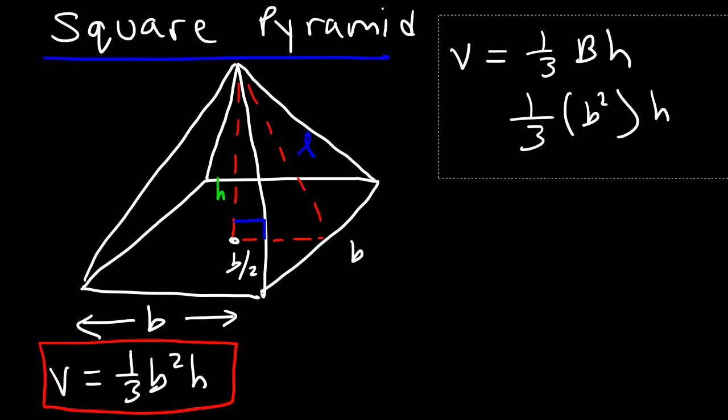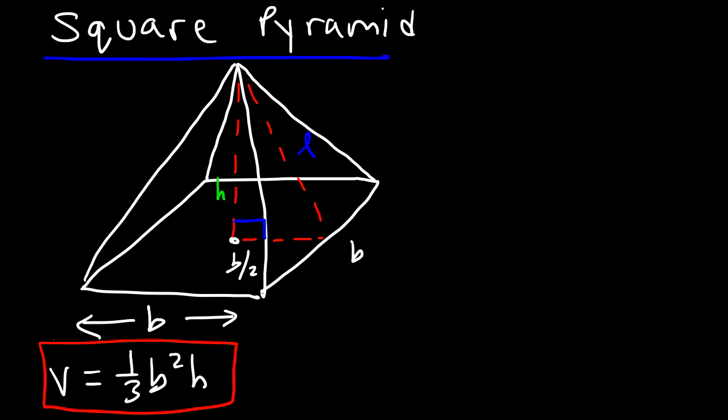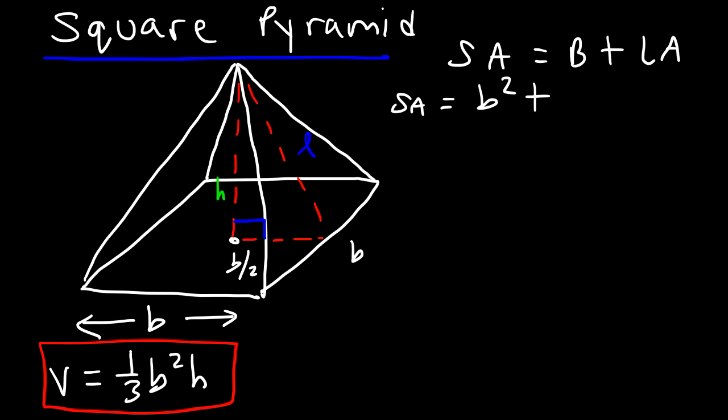Now what about the surface area of a square-based pyramid? Well, we can use the general form for the surface area of any 3D shape. It's the area of the base plus the lateral area. Now we know the area of the base is b squared, but what's the lateral area?